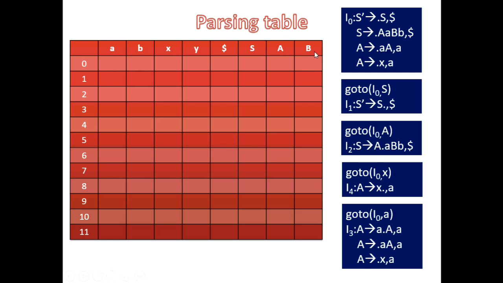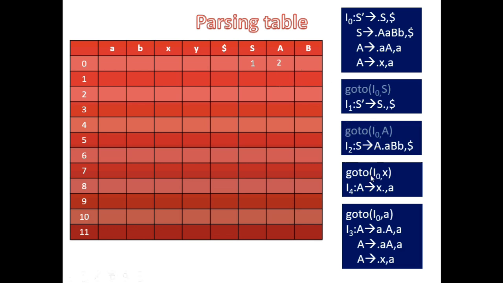First we will see goto of I0, S. So goto of I0, S is resulting in I1, since S is a non-terminal. So I0, S will be made as 1. Now the next is I0, A. Again, A is a non-terminal. It goes to I2. So in I0, A, we will write it as 2.